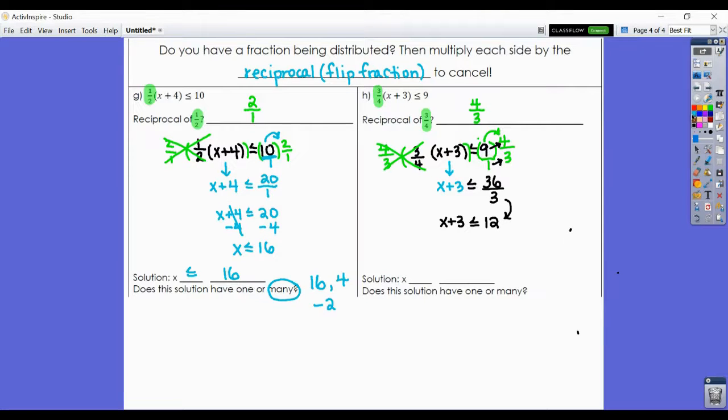Now to move the 3 over, I must subtract 3 on each side because it's moved to the opposite side of the inequality, leaving me with x is less than or equal to 9. So x is less than or equal to 9, and that's many solutions there. Some possible numbers are 9, since it's equal to, 7, since it's less than, 0, and even negative numbers like negative 5 as well. Anything less than or equal to 9 is a solution.